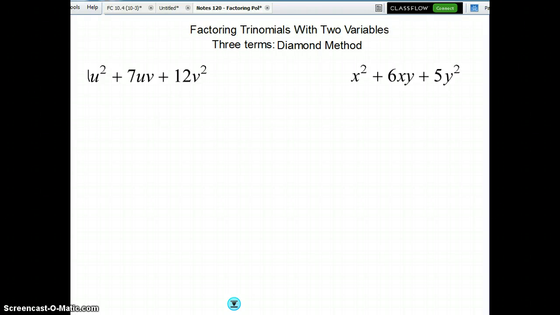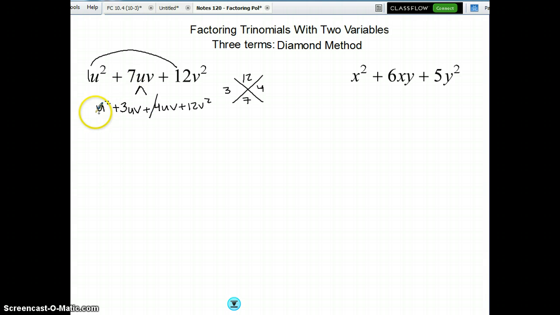We are now going to factor trinomials with two variables. Since our trinomial has three terms, we are still going to use the diamond method. Multiply the coefficients of the first and the last terms. 1 times 12 is 12, and on the bottom I have a 7. My two numbers that multiply to 12 and add to 7 are 3 and 4. So I rewrite my middle term as positive 3uv and positive 4uv. I still have the u squared in front and the plus 12v squared behind.